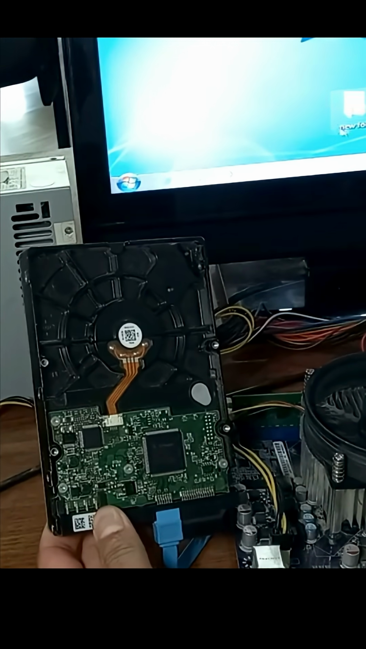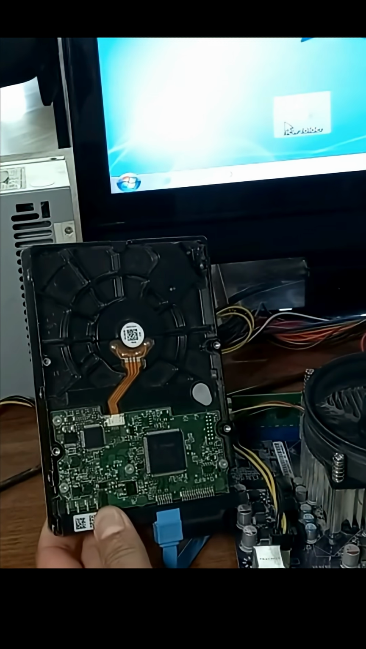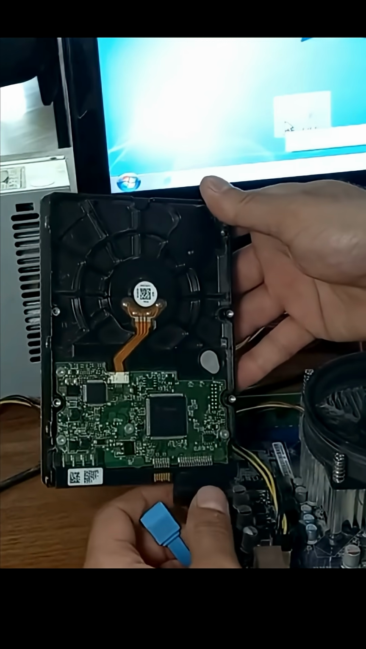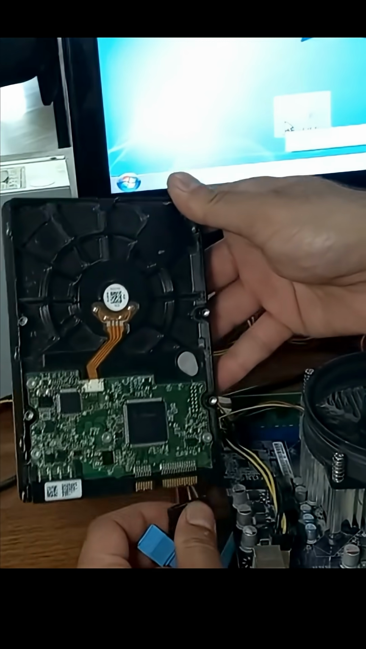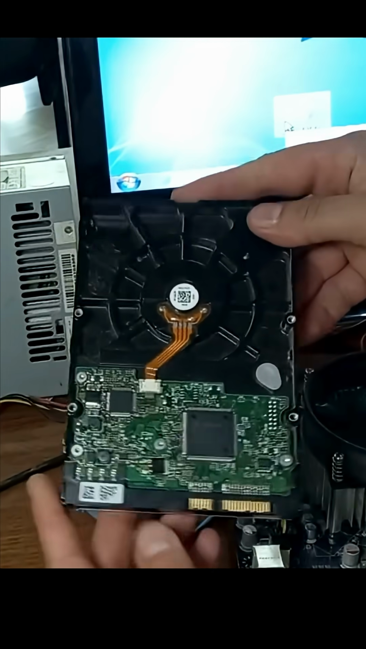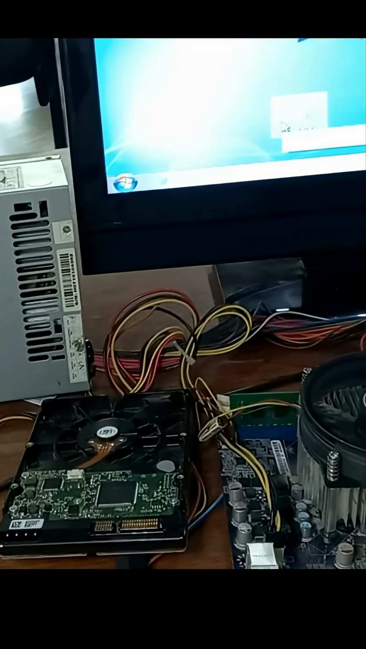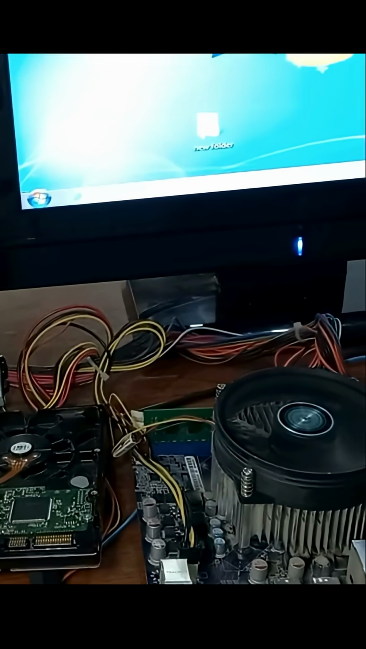First of all, I will disconnect the hard drive. We take out the wires, first the SATA data, then the power cable. That's it, we disconnected the hard drive, and at first glance nothing unusual happened.